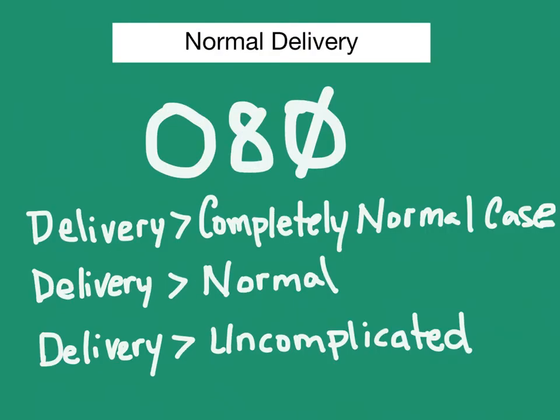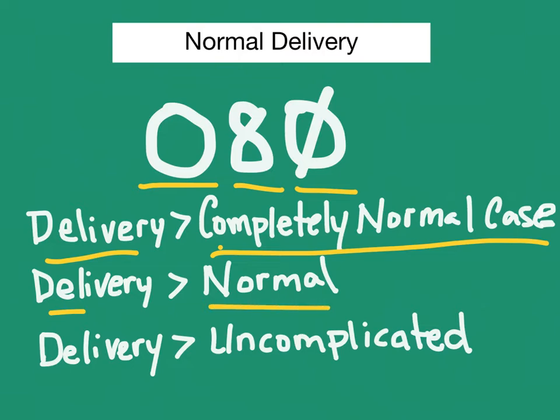However, there are certainly those deliveries that are considered plain old normal or uncomplicated. These are coded to the code 080. This code is found by locating the main term delivery in the CM index, and then there are a few subterms that will take you to this 080 code. Delivery completely normal case, delivery normal, or delivery uncomplicated will all get you to the same place.